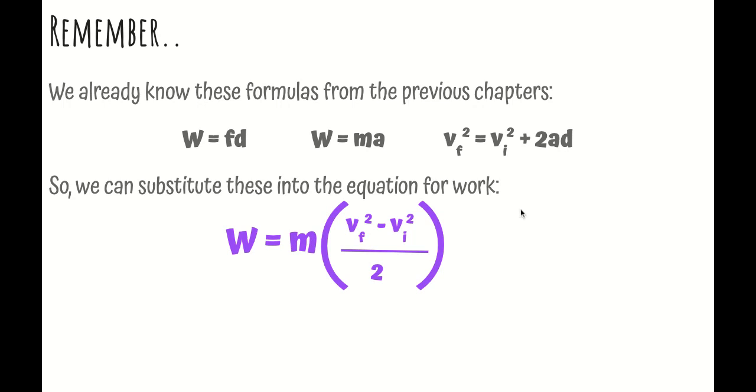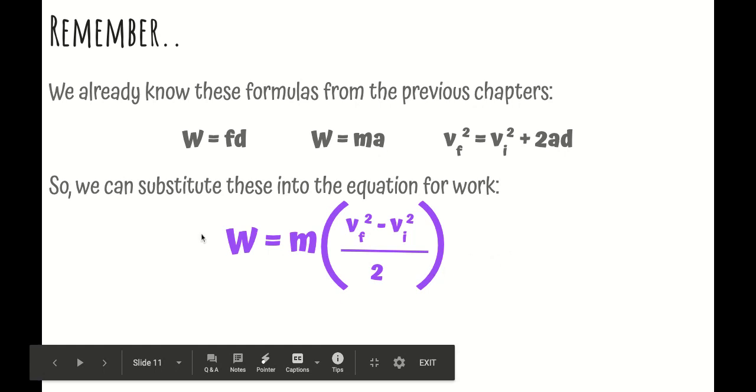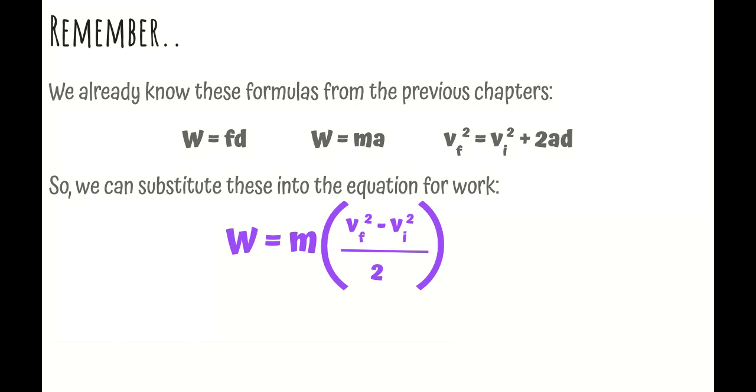We know that the acceleration part is part of this formula. It's also part of this one. So if we set this equal to a and then substitute that value in for work, we should have work is equal to mass times the final velocity squared minus the initial velocity squared, over 2.